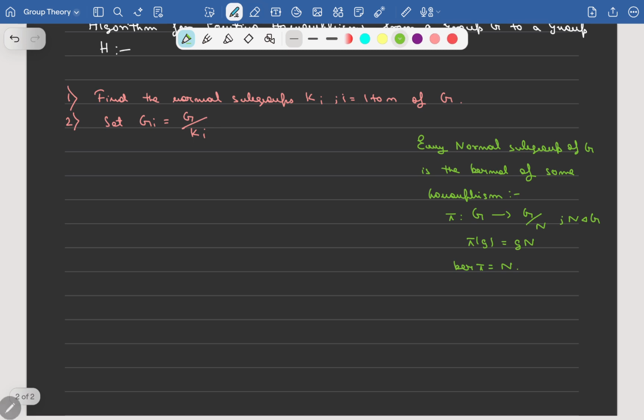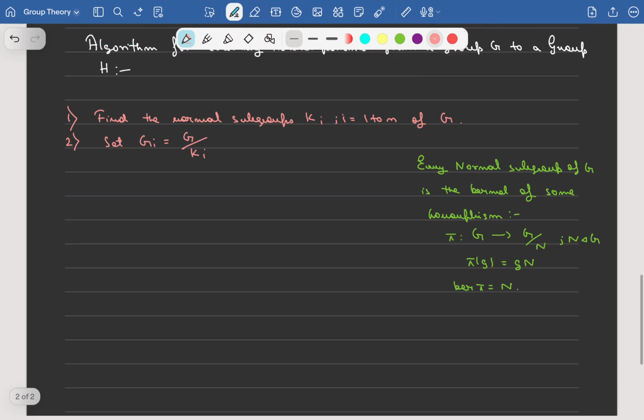And the reason why we are trying to identify all these normal subgroups is that each of these normal subgroups will give rise to some homomorphism phi such that G mod kernel of phi will be isomorphic to some subgroup of H in some sense. I hope you're getting what I'm actually trying to do.